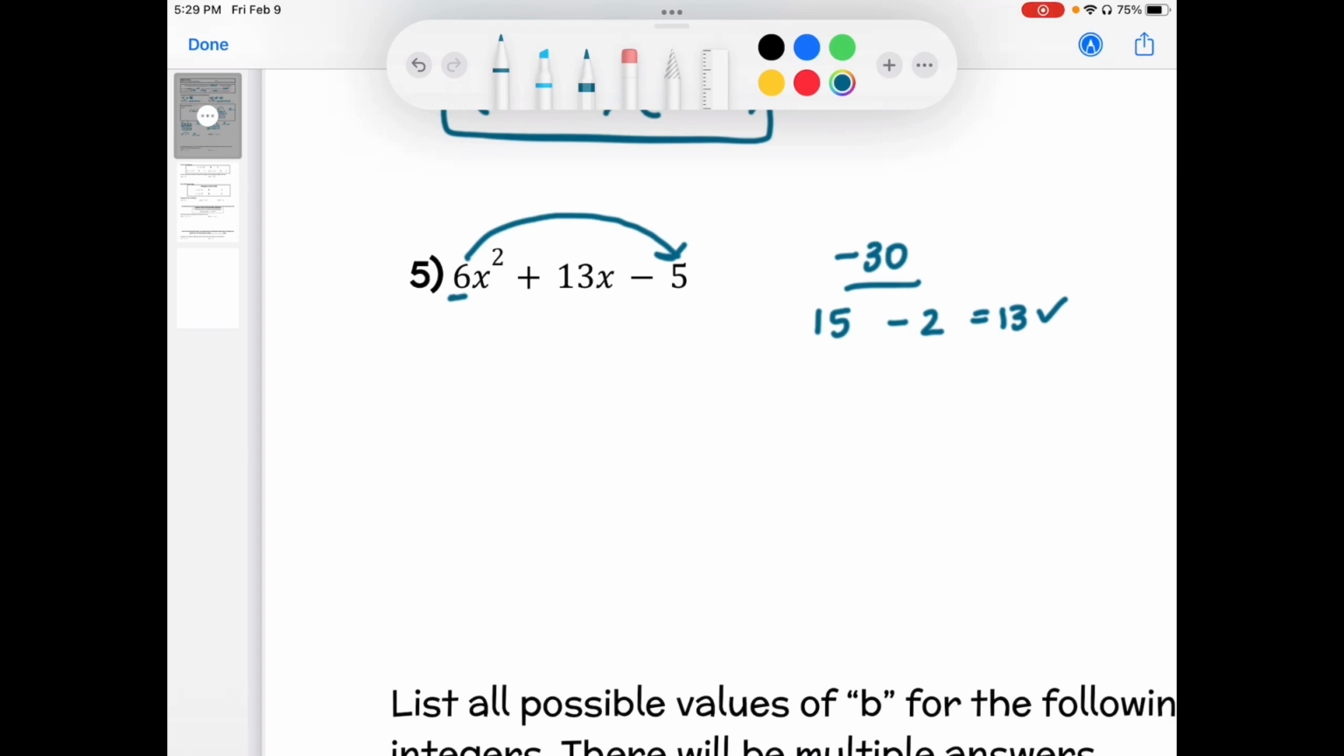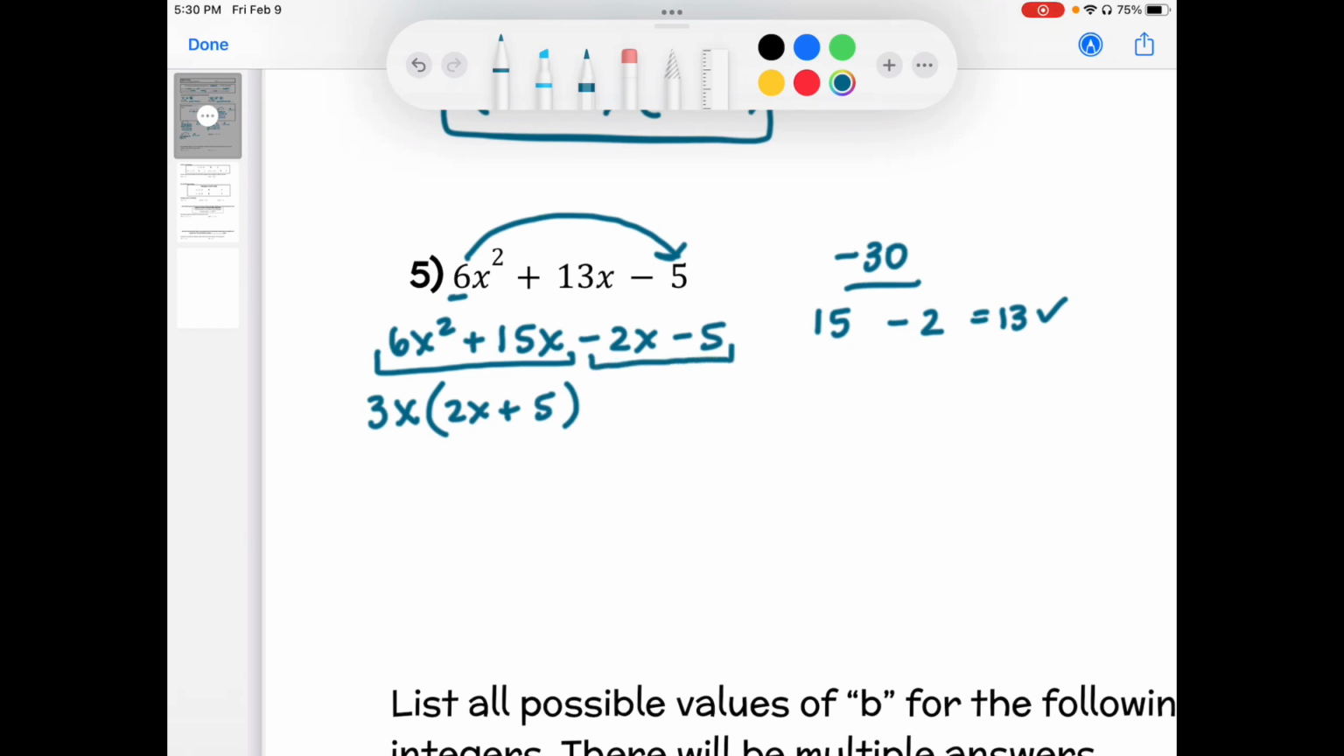All right, and then we're going to factor by grouping. So we're going to do 6x squared plus 15x minus 2x minus 5. All right, between the first two, we can divide both of those numbers by 3, and we can also divide them both by an x. So we're going to have 2x plus 5 left inside the parentheses.